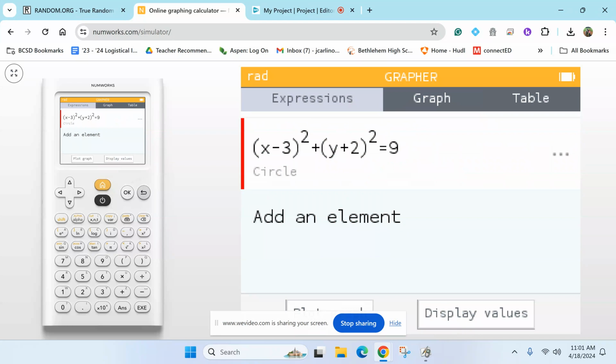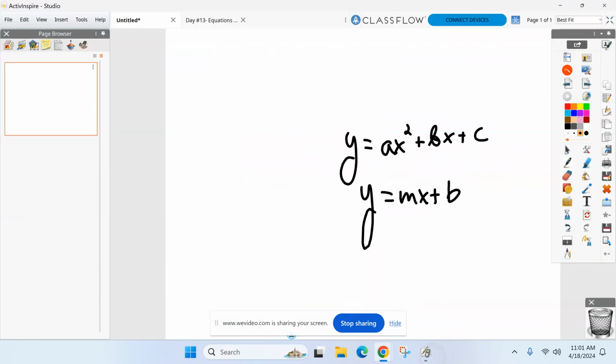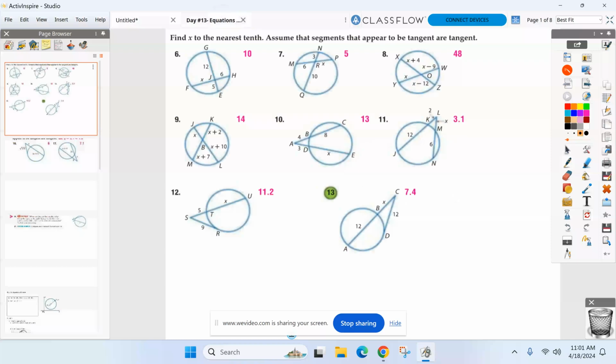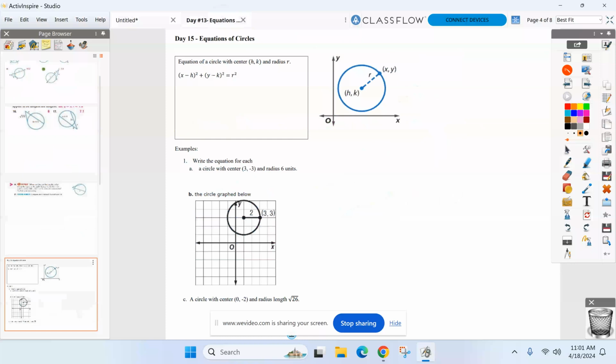Now that we know what a circle looks like, here's an example of a circle equation. Go back to your notes and take a look at the top left-hand box that I provided for you. This is how every circle comes in. You had y equals mx plus b, you have ax squared plus bx plus c, but now we have x minus h squared plus y minus k squared equals r squared. I'd like you to have this down too. This right here is called center radius form of a circle.